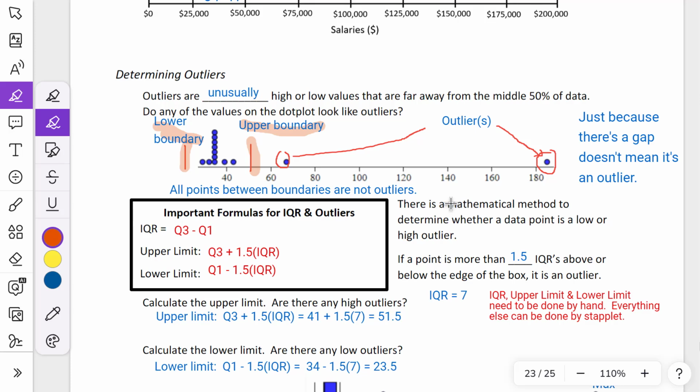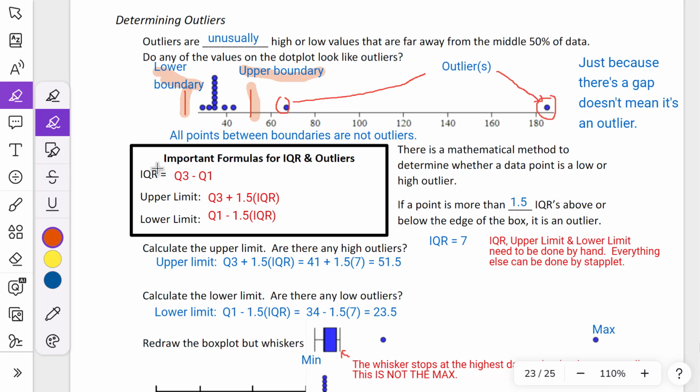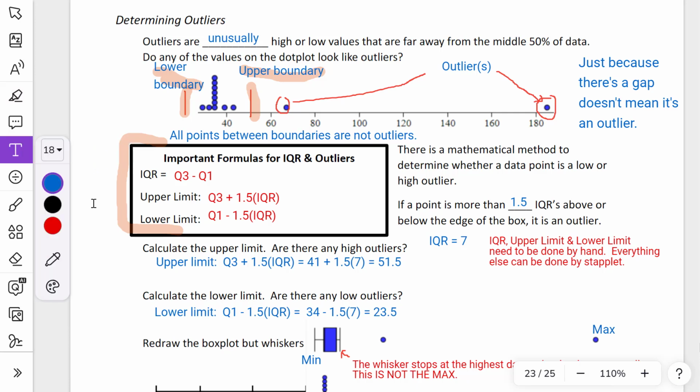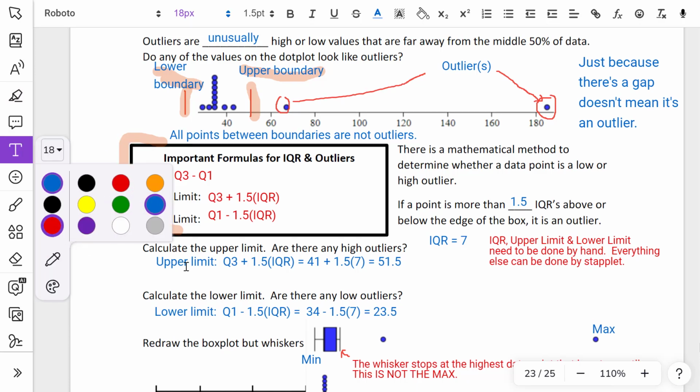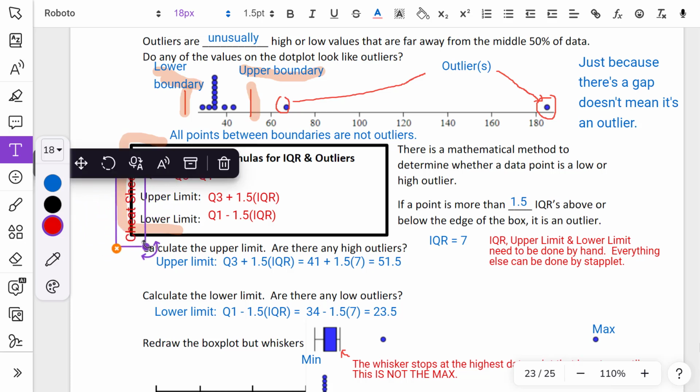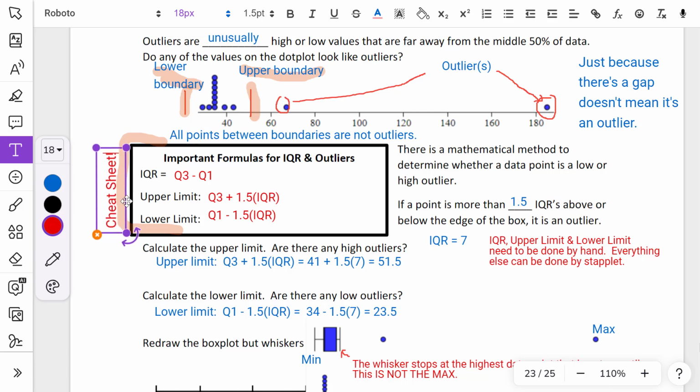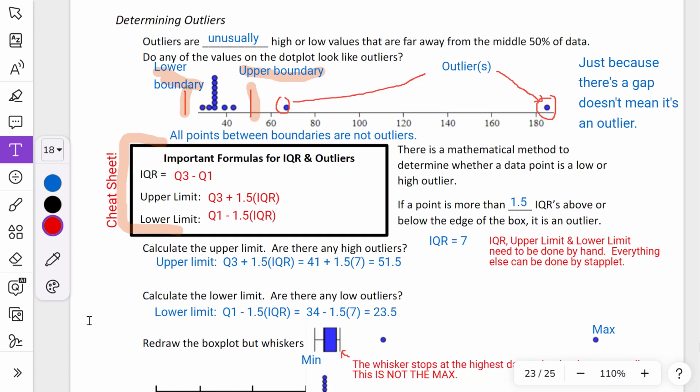But how do we calculate that? There is a formula. So you want to put this box on your cheat sheet. Let's put this in red. Some of you are struggling to find something to write, thinking, I already know everything. And you may memorize this pretty easily, actually. Put that on your cheat sheet.